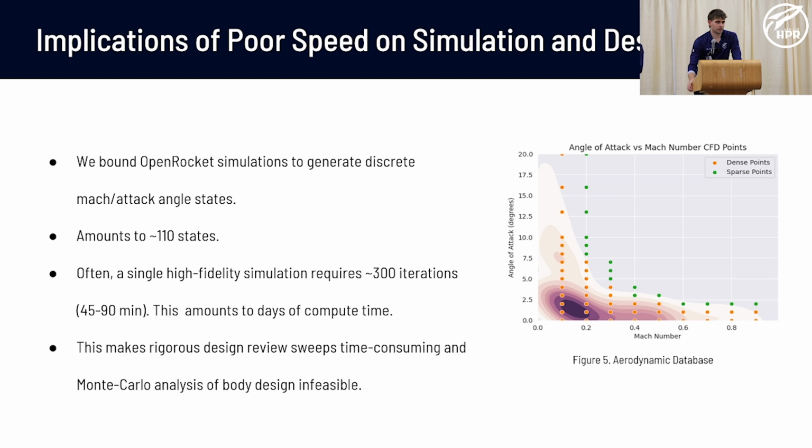Often a single simulation in Fluent takes 300 iterations to converge, and roughly 45 to 90 minutes to solve on our supercomputer. And obviously, 110 of these states amounts to days and weeks of computational time. So this makes rigorous design review sweeps time-consuming, and Monte Carlo analysis of our body design infeasible.